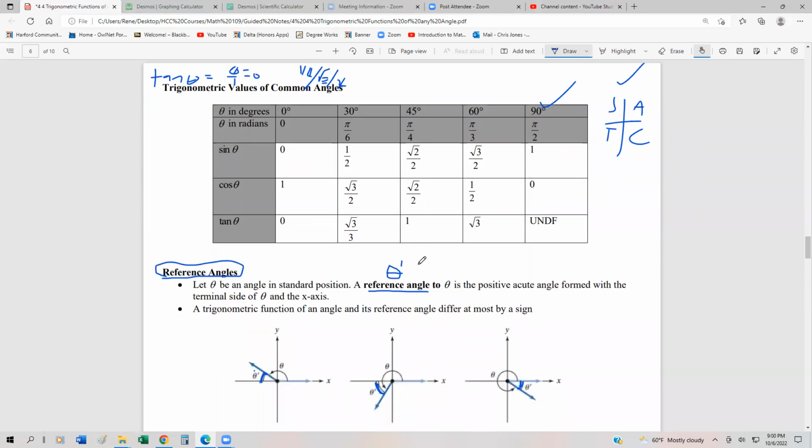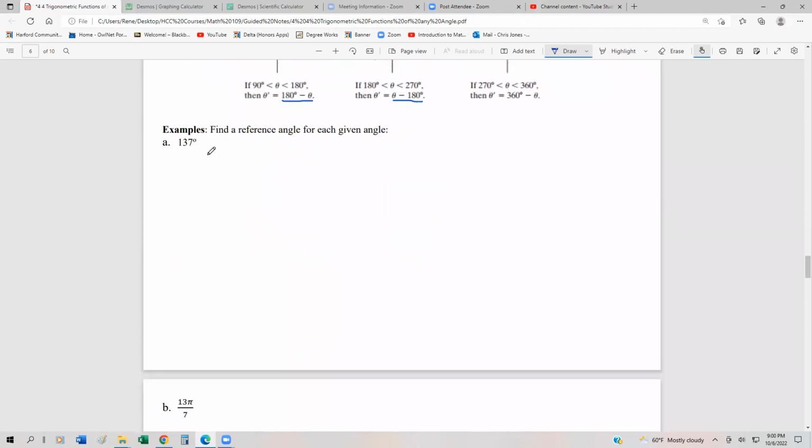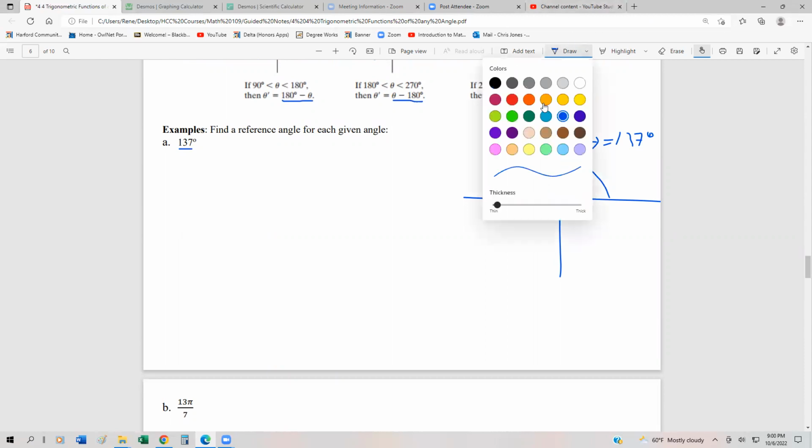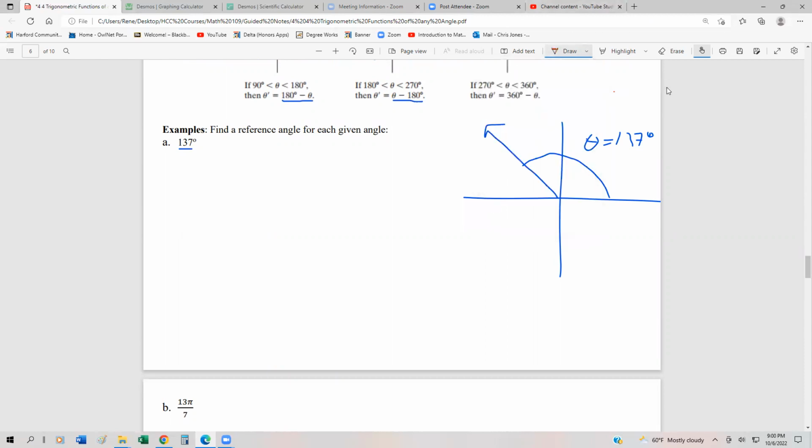Now, before we do any of that, let's just find reference angles. So I have this 137. If I just draw 137 degrees, it kind of looks like this. So this would be theta, which is 137 degrees. The reference angle, which I'm going to call theta prime, is going to be the remainder, so it would be this. And theta prime is going to be 180 minus 137. If we subtract those, that's going to work out to be 43 degrees. So that's the reference angle.